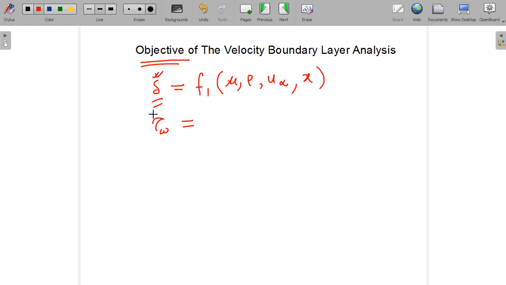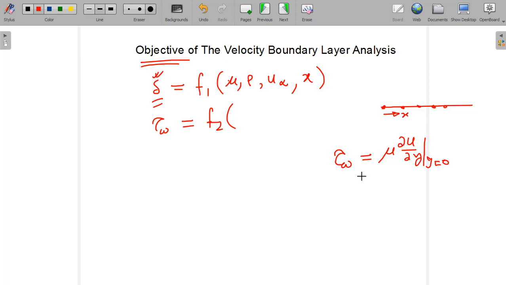This wall shear stress is not constant at all the points. At different x, this wall shear stress is continuously changing. So we may be interested to know this wall shear stress value, and that will again depend on these quantities, because you know the expression of wall shear stress in the simplest way: it is mu into del u by del y, at y equal to 0. This is the wall shear stress.